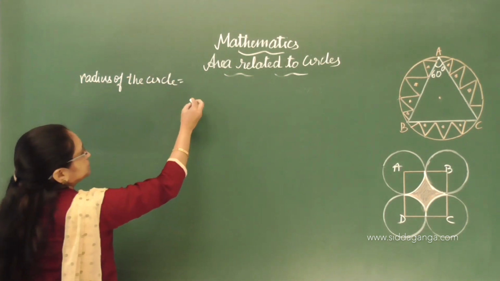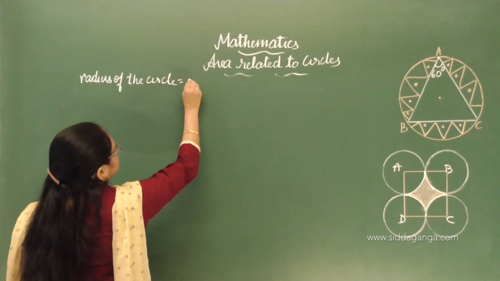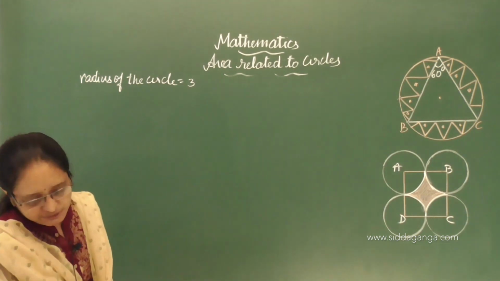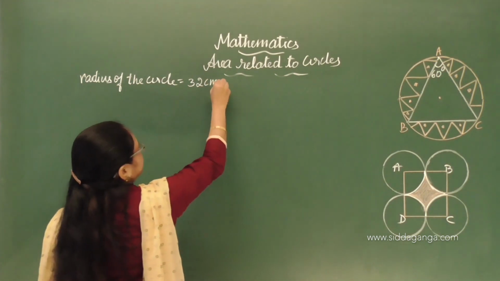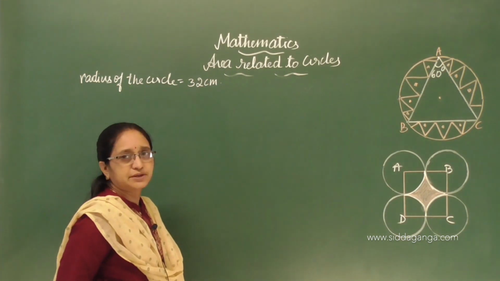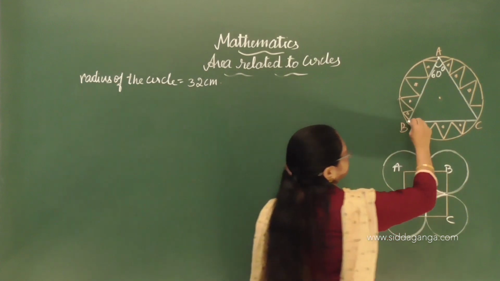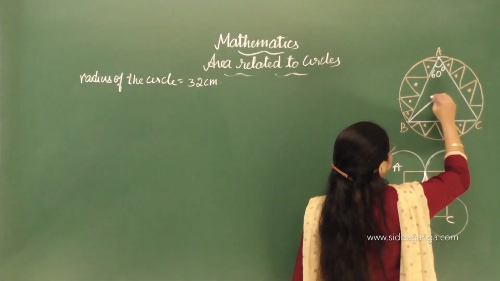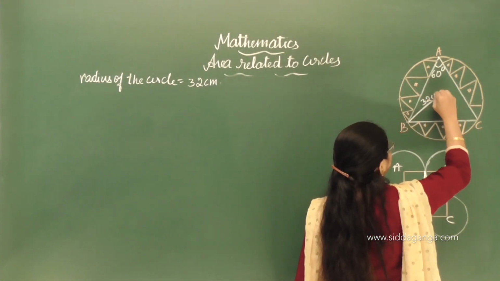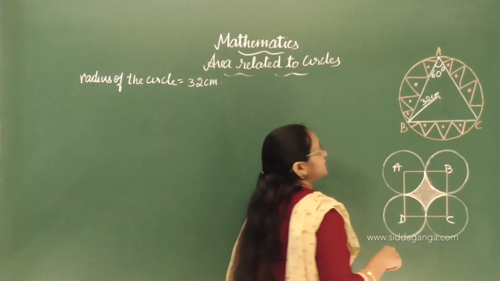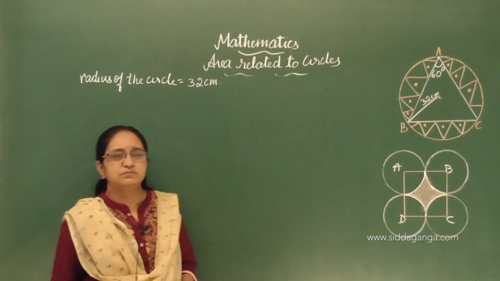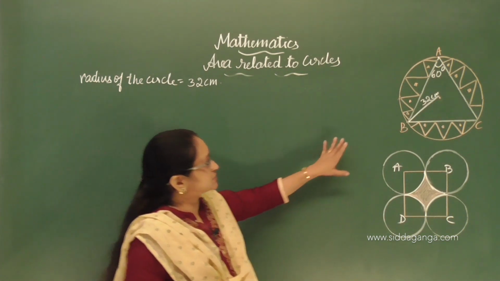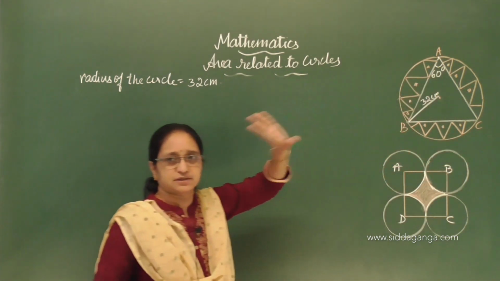But according to the data given here, the radius of the circle is equal to 32 centimeter. Okay. Radius of the circle is 32 centimeter. That is here, I will draw here. This is 32 centimeter. But the problem is, it is easy to find out the area of the circle.